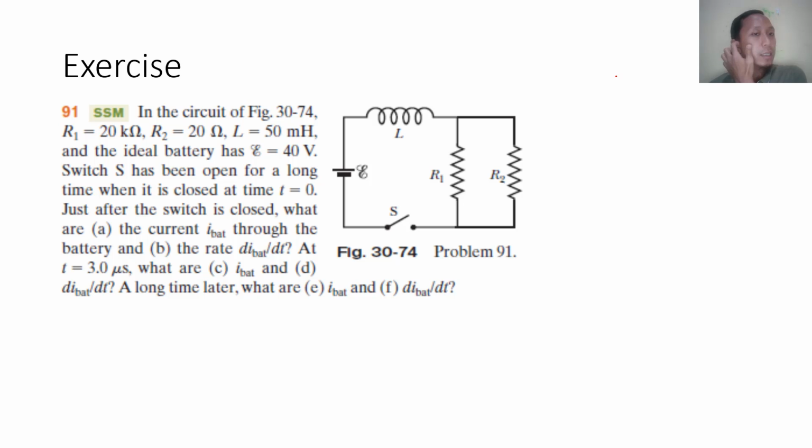In the circuit, R1 is 20 kilo ohm, R2 is 20 ohm, L is 50 millihenry, and E is equal to 40 volts. Switch S has been open for a long time, and it is closed at time t equal to 0. Just after the switch is closed, what is the current through the battery? Number B is the rate of change of the battery current, dI_bat/dt. And then, at t equal to 3 microseconds, what is C?